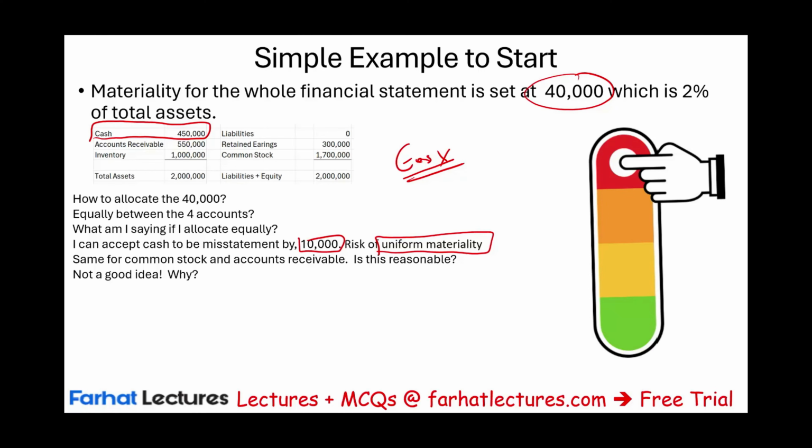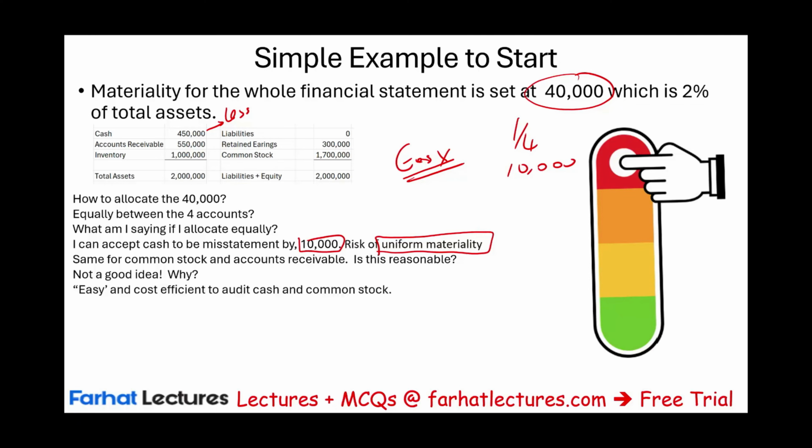So when it comes to cash, it's easy to audit and cost efficient to audit. So why allocate a quarter, or $10,000, of the materiality to cash if there's an easy way to audit everything and practically accept almost zero error? Why allocate? Why accept $10,000? There is no reason to do that. Therefore, we're going to allocate, for now, just say less to cash. How much less? We're going to throw some numbers around later. So cash is easy and cost efficient to audit.